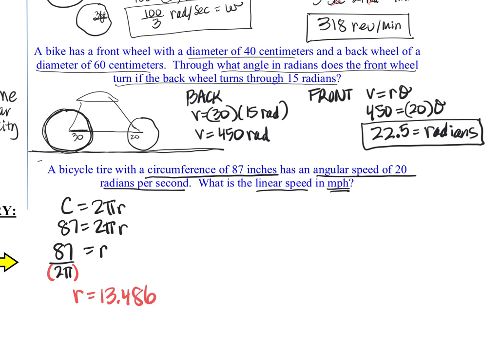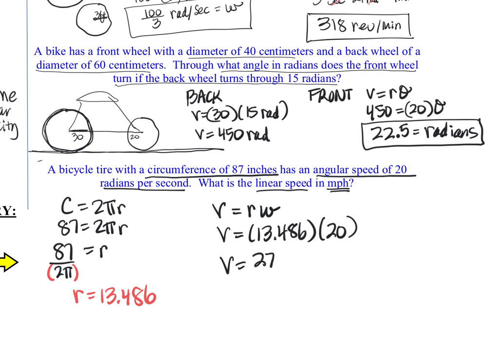All right, so now we know the radius. We got the angular speed. So linear speed is just the radius times the angular speed. That's the one we're looking for. R is 13.486. The angular speed, they told us, is 20 radians per second. So if we multiply that out, I get 276.930, and this would be inches per second. Okay, too bad that's not our answer, because it does look pretty.